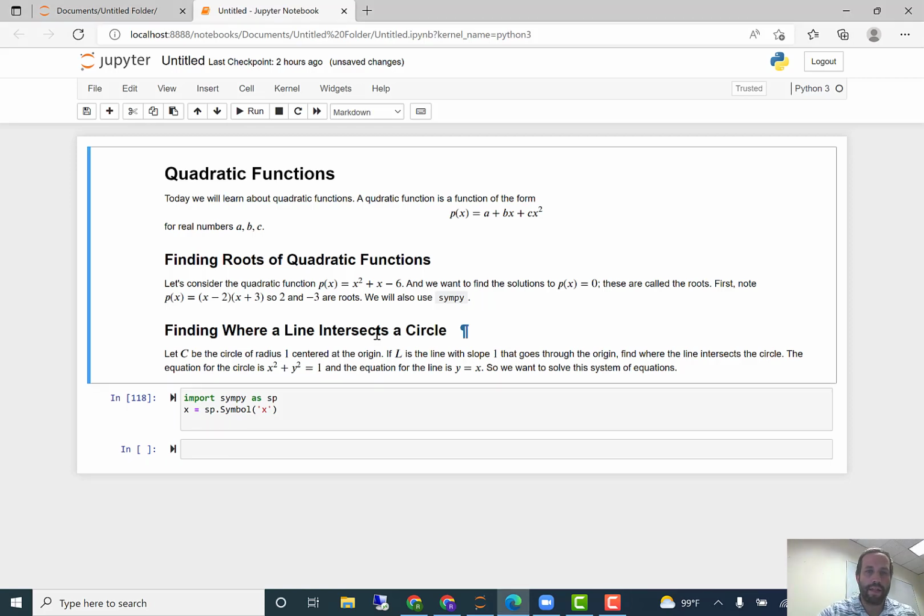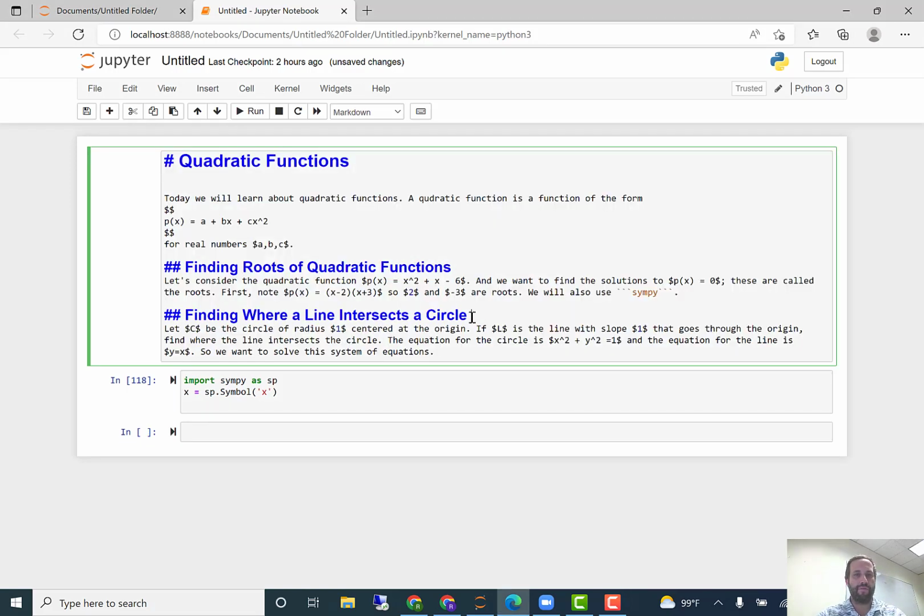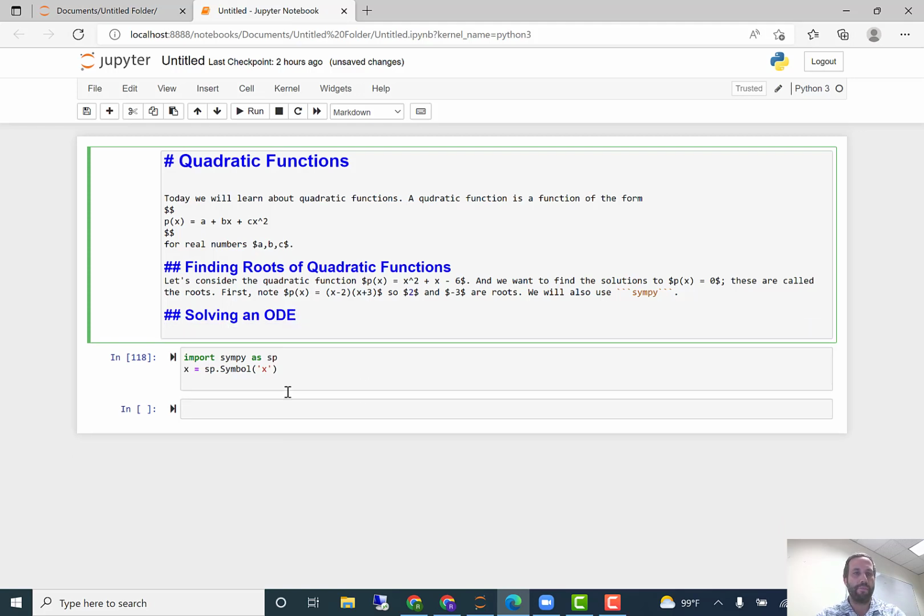Okay, so finally, let's say we want to solve a differential equation. We want to use Sympy to solve an ordinary differential equation. Let's start off with something simple. Let's say that our unknown function is going to be called u, and we want to solve u prime is equal to u. So we will solve u prime of x is equal to u of x.